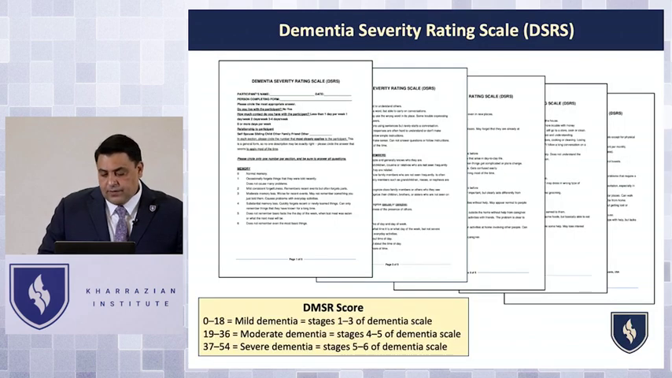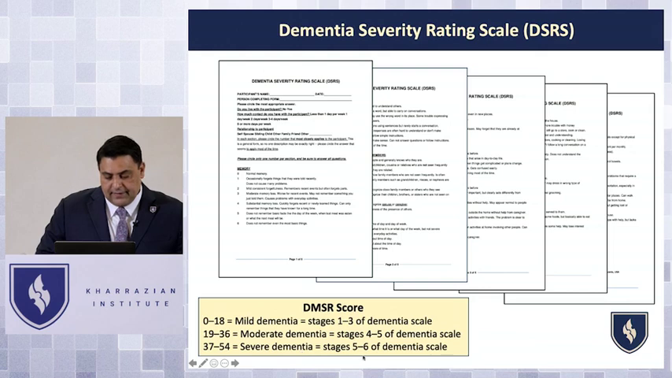There's also another form you can use that's in your course material. It's just called the Dementia Severity Rating Scale, the DSRS form. Basically they go through their activities of daily living, and you get a score of where they're at. So 0 to 18 means they have mild dementia, stages 1 to 3. 19 to 36 means they have moderate dementia. 37 to 54 means they have severe dementia.